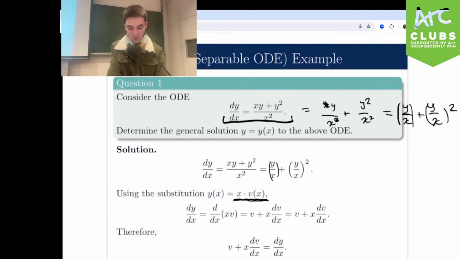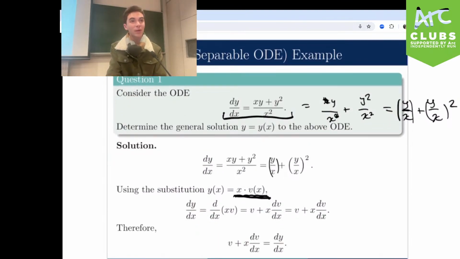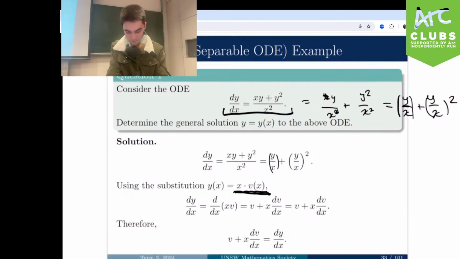It's a bit confusing, but the main thing to remember when you see something like this is that once you perform this substitution, x times v of x, you get a much more well-behaved ordinary differential equation. It actually makes it separable, and that way you can integrate it and then solve for what y has to be, right? Okay.